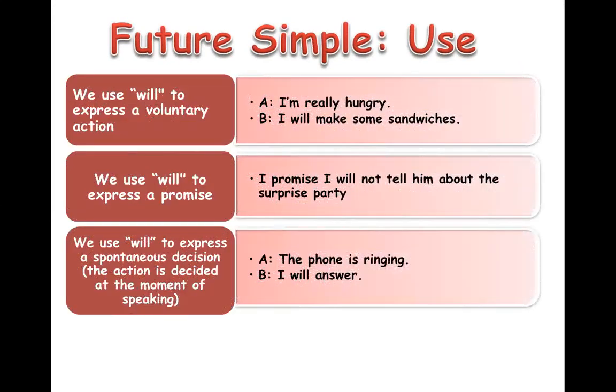We use will to express a voluntary action. For example, I am really hungry. I will make some sandwiches. We use will to express a promise. I promise I will not tell him about the surprise party. We use will to express a spontaneous decision. The phone is ringing. I will answer.